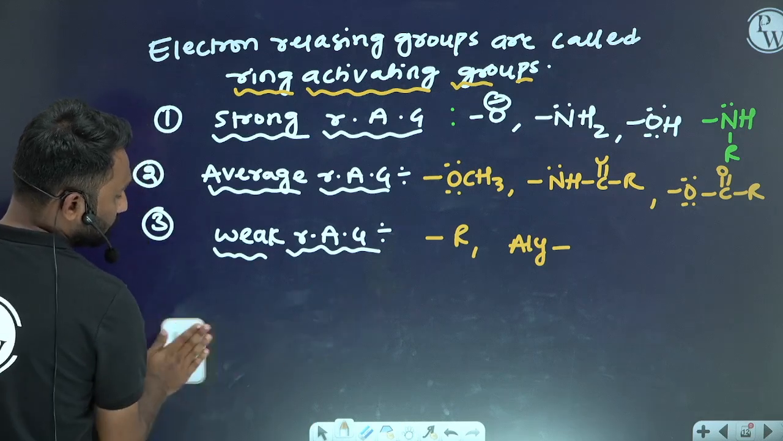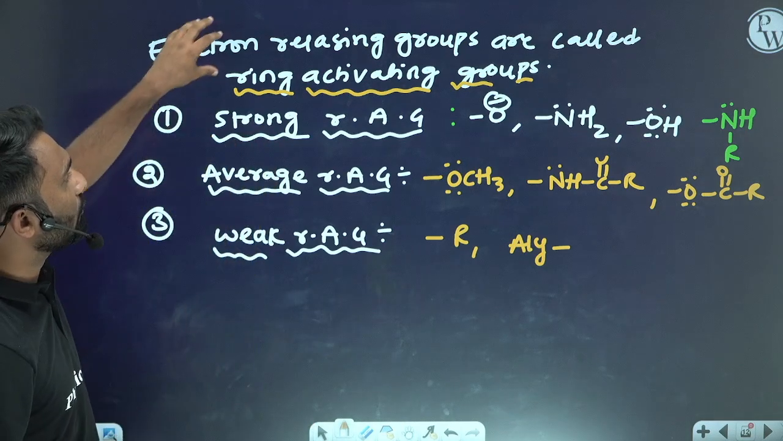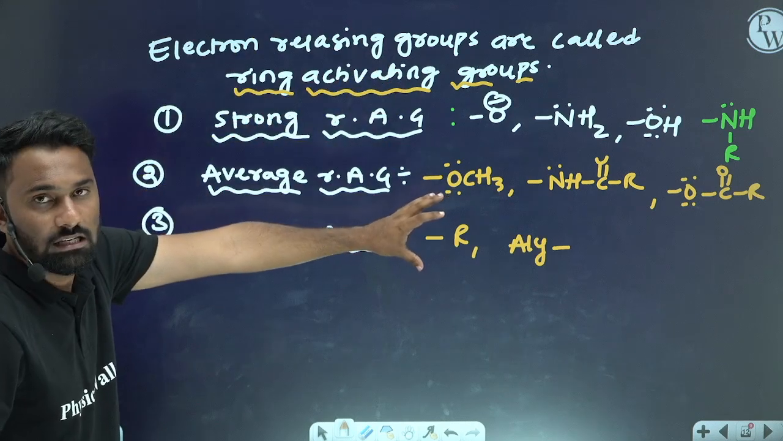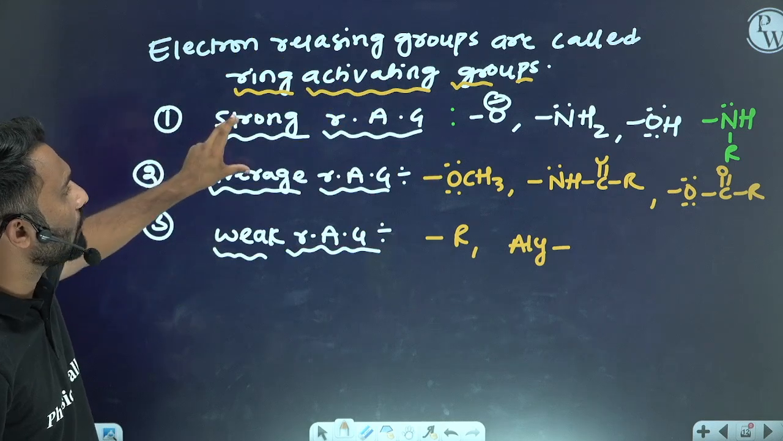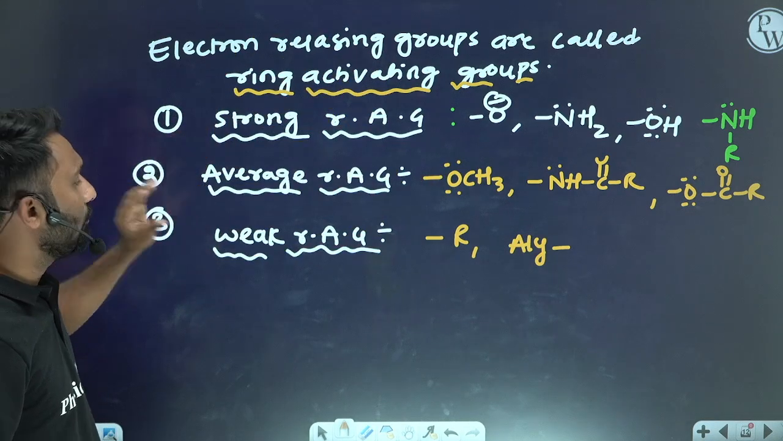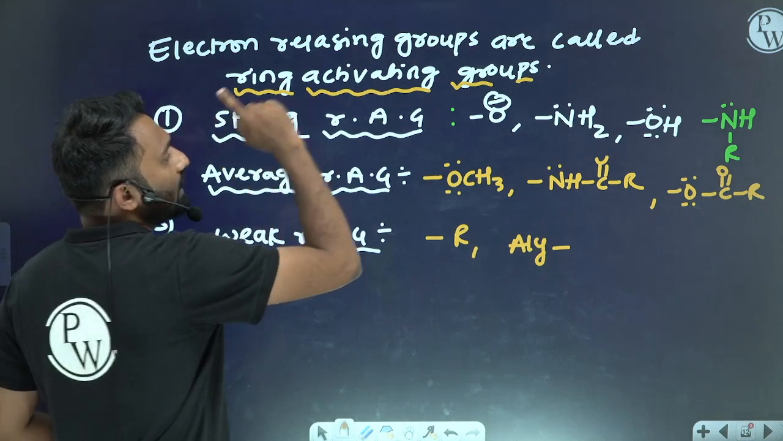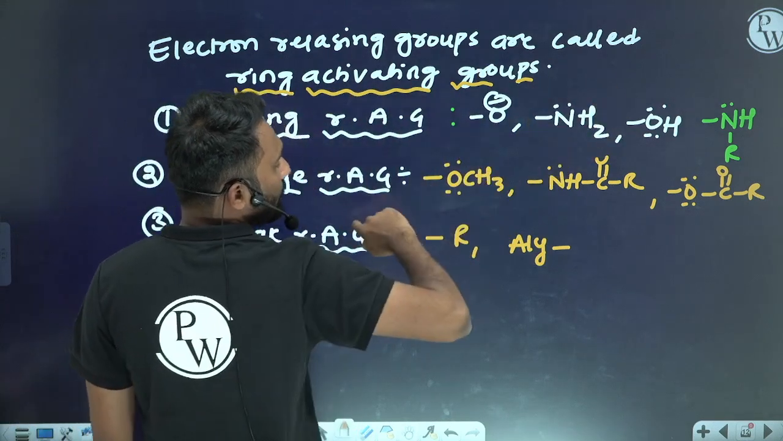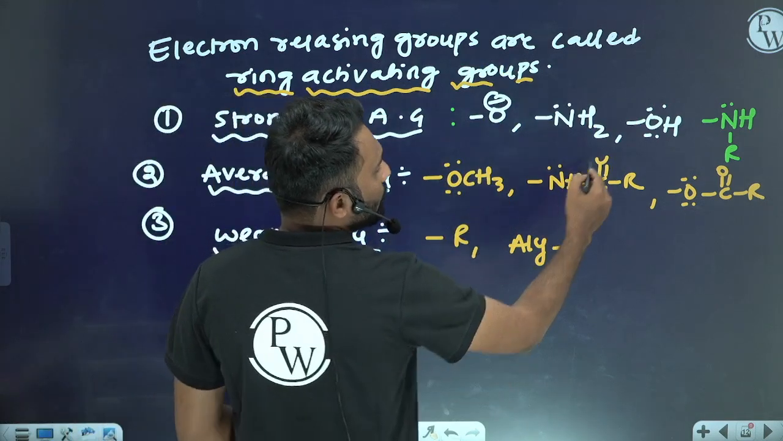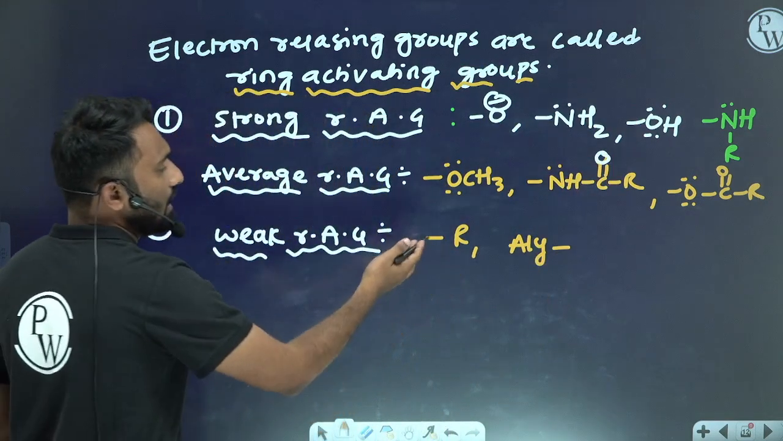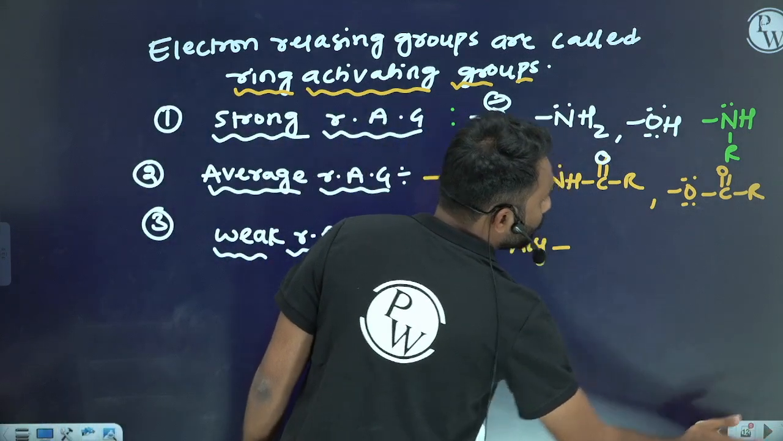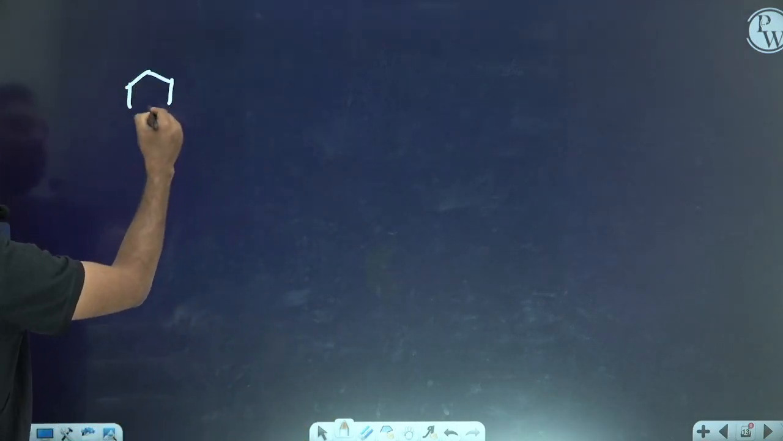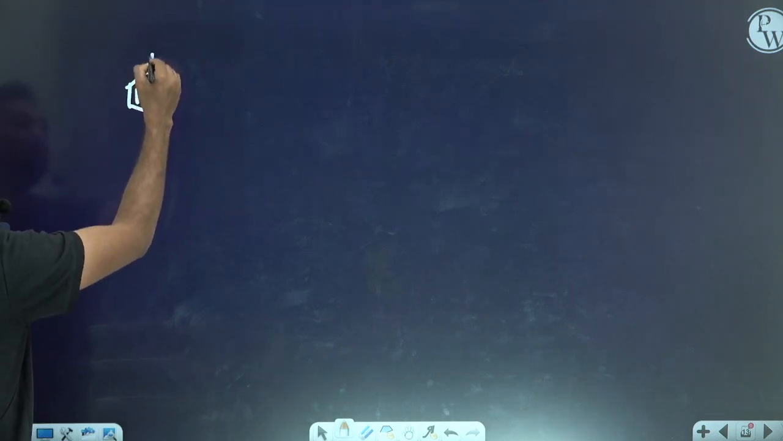Now these are the electron releasing groups. We have divided them into three categories: one is strong ring activating, one is average ring activating, one is weak ring activating. In the strong ring activating groups, these are the groups. In average ring activating, these are the groups we have. Now allyl and alkyl are the weak ring activating groups. Now let us see how these groups will increase the electron density at the ortho and para positions. First I am taking the phenol. This is the phenol.